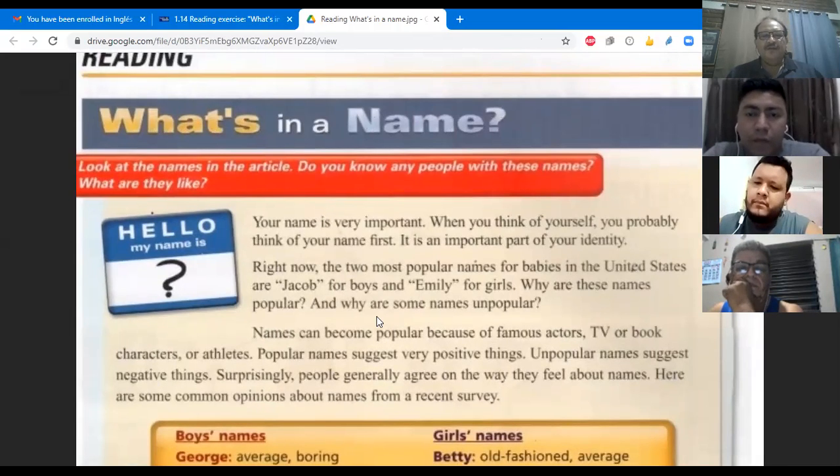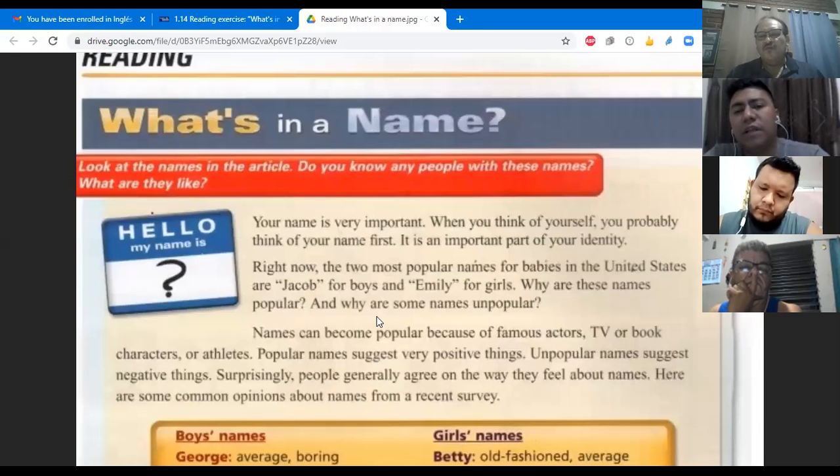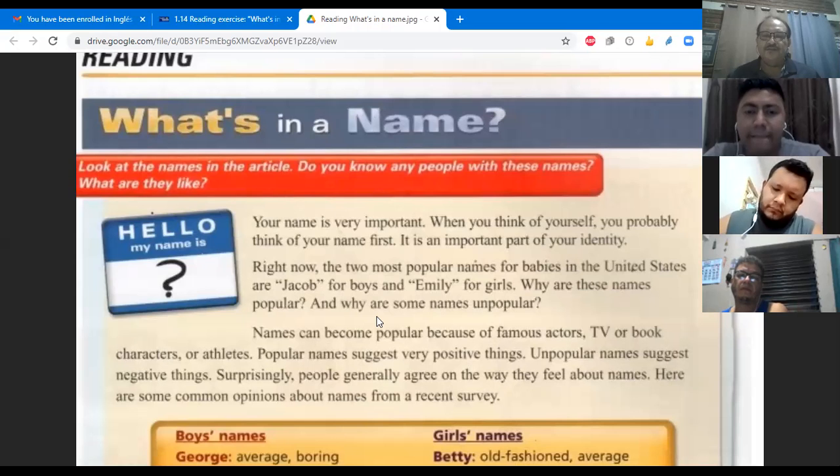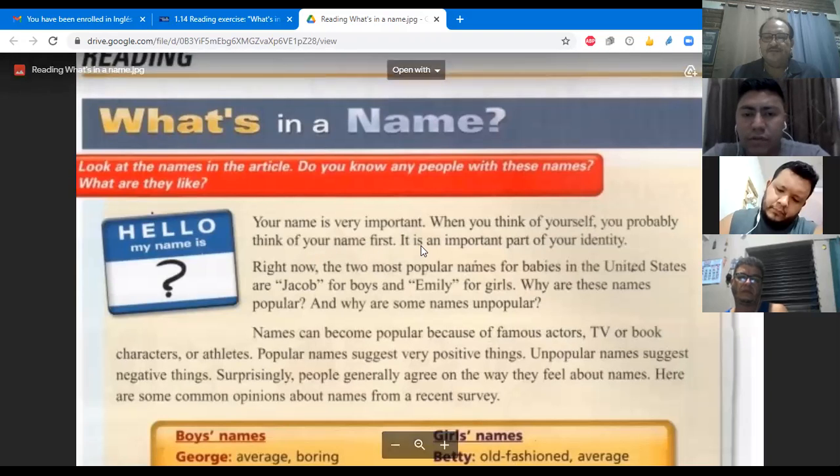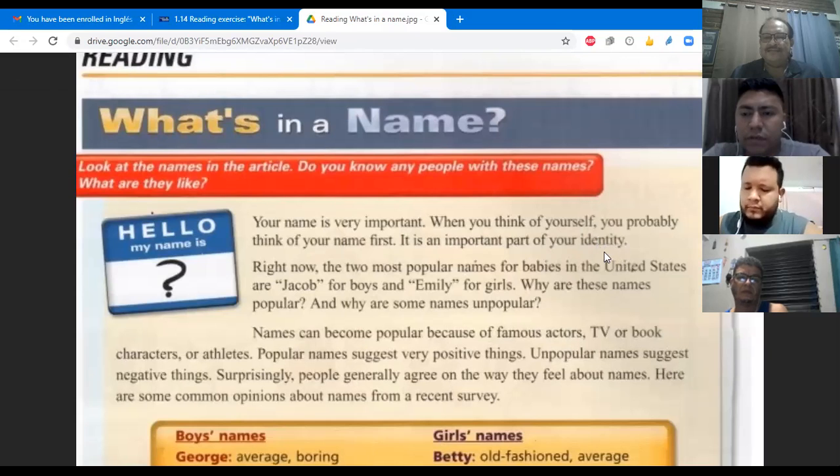Okay, so this one is, what is in a name? So look at the names in the article. Do you know any people with these names? What are they like? Okay, they say that sometimes names can reflect the personality of a person, right? But that depends on the language, on the country, and the beliefs, las creencias y culturas, right? Also, because your name is very important. When you think of yourself, you probably think of your name first. It is an important part of your identity.